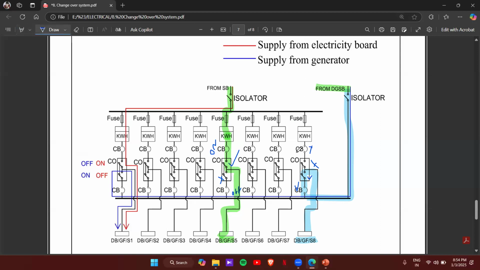And one more thing is why we have two circuit breakers. For this circuit breaker, the first one will provide protection from the transformer side. The second circuit breaker will provide protection from the DG side. If there is any overcurrent or any short circuit from this side, this will give protection. That's why we have two circuit breakers in a row. Okay.